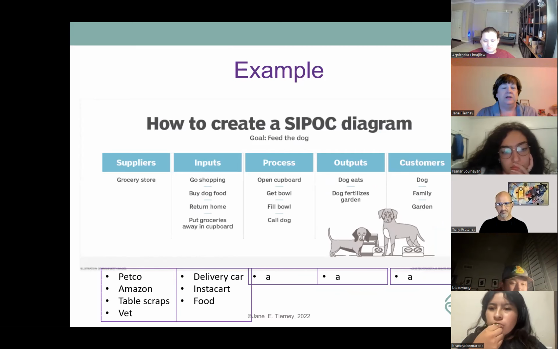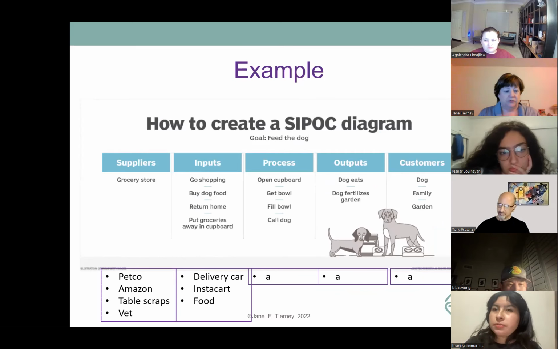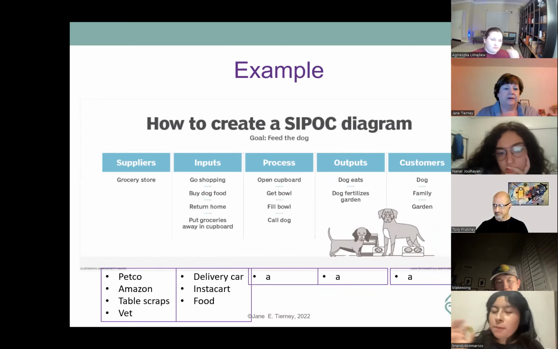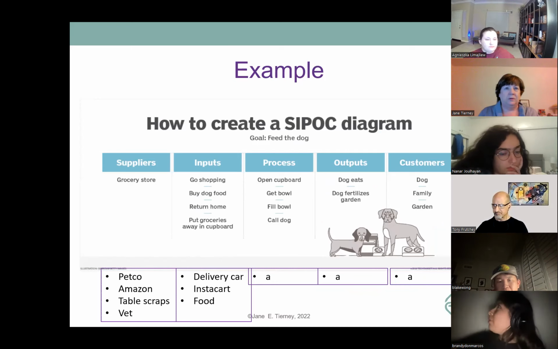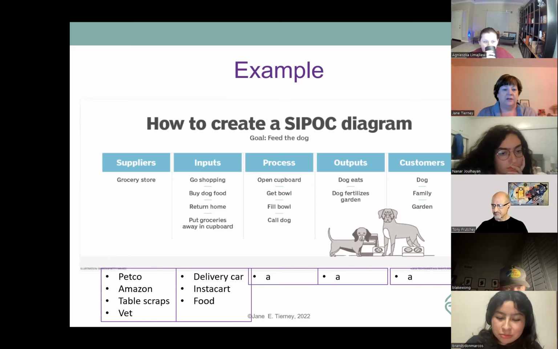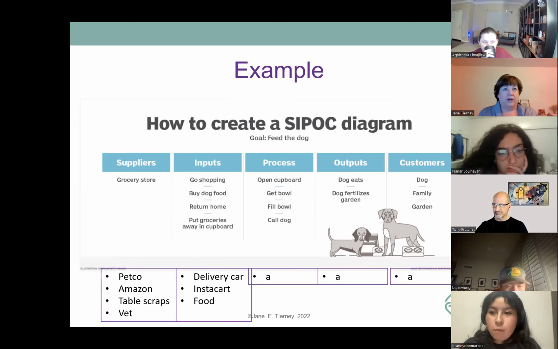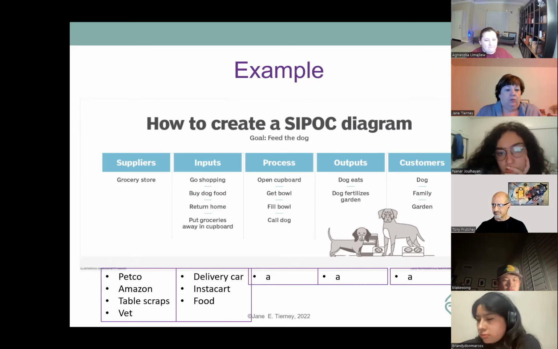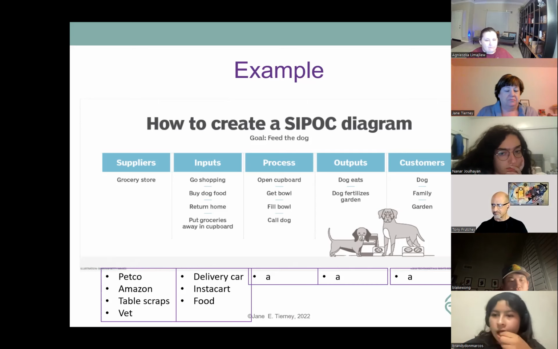Now we could say, all right, we could get this from the grocery store. If we're going to feed the dog, we can get dog food from the grocery store. We can get it from Instacart. We can get it from Amazon. We could do all of this. But what do we typically do? We go to the grocery store and get the supply. And we could get 16 different brands, but that's not really what we're trying to define in this particular one. We're trying to say, okay, what do we do? So what we do is go to the grocery store.